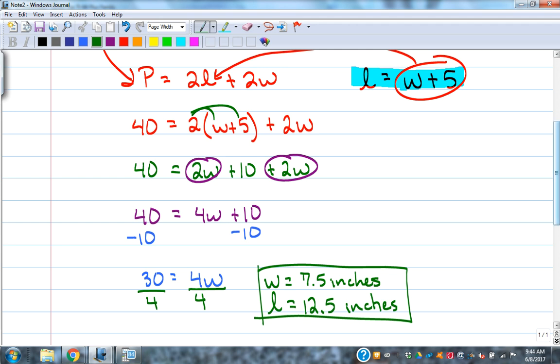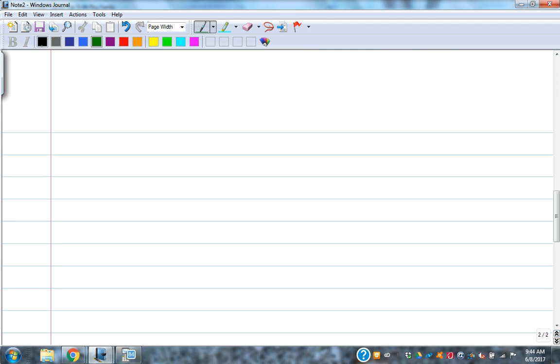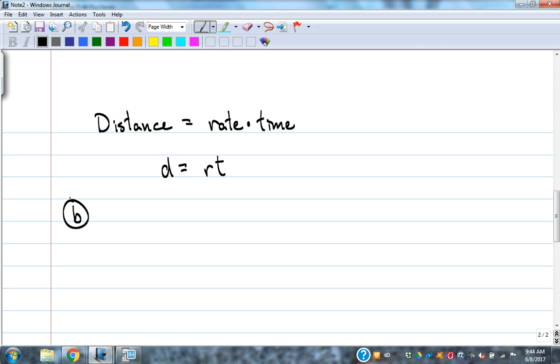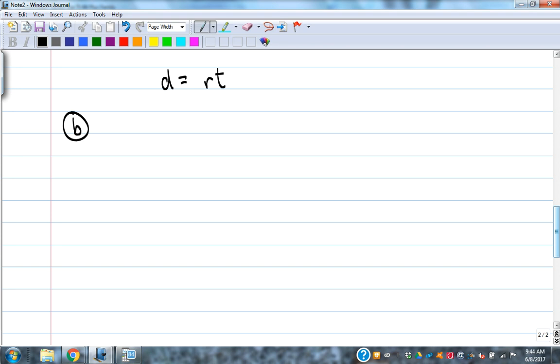Okay, let's do another one. This one, I don't know if you remember doing these problems, maybe in high school math, but distance equals rate times time. Or the formula we usually use for that, D equals RT. So we'll need that for this one. Now this one's a little bit of a stretch, but it's a good problem to work with. I like doing this problem.